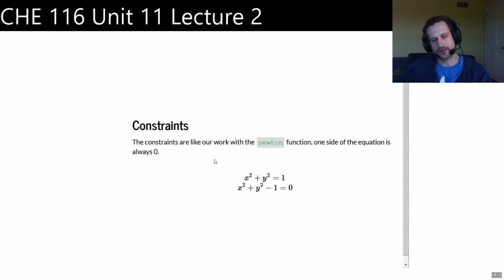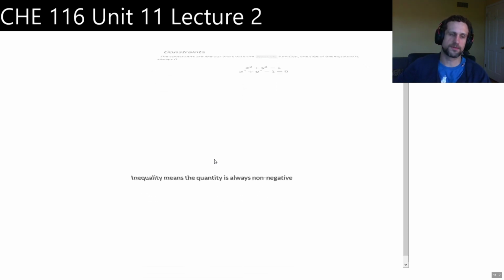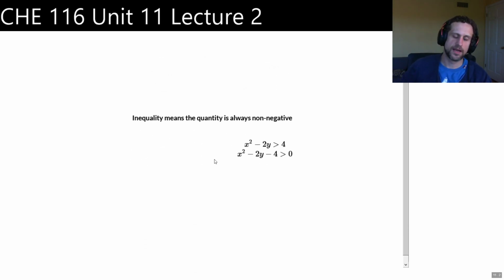Like I did in the circle example, you have to make your constraints be equal to 0. And then for the inequalities, they're always going to be strictly positive. So if in the setup of your problem, you need to have x squared minus 2y is greater than 4, you have to rearrange this into an equivalent inequality that's strictly positive. So you can make it x squared minus 2y minus 4 is greater than 0. So now we have an inequality that's strictly positive.